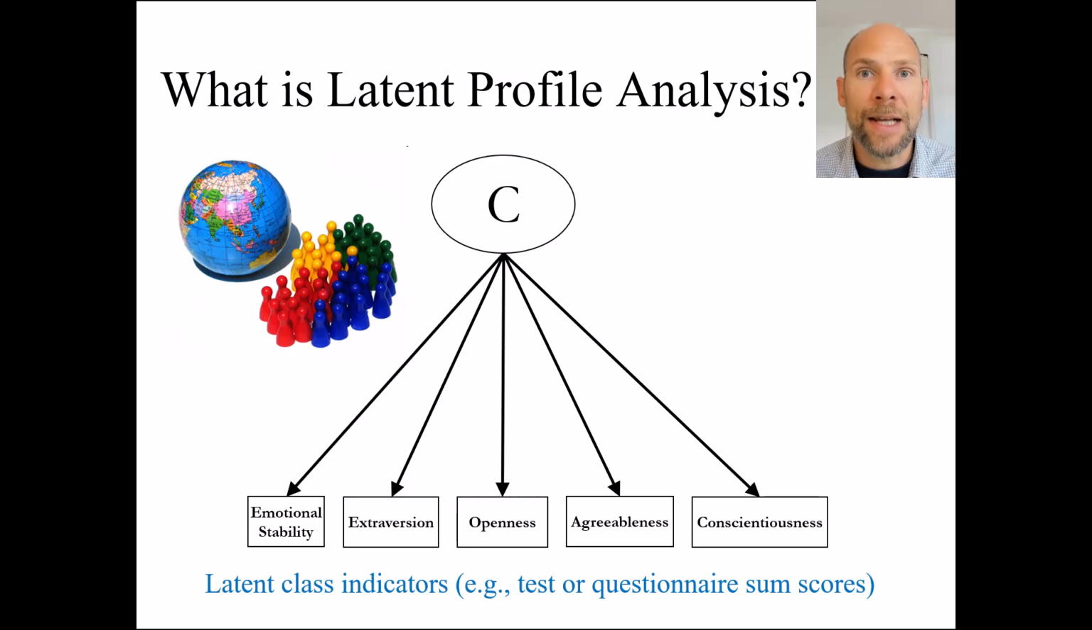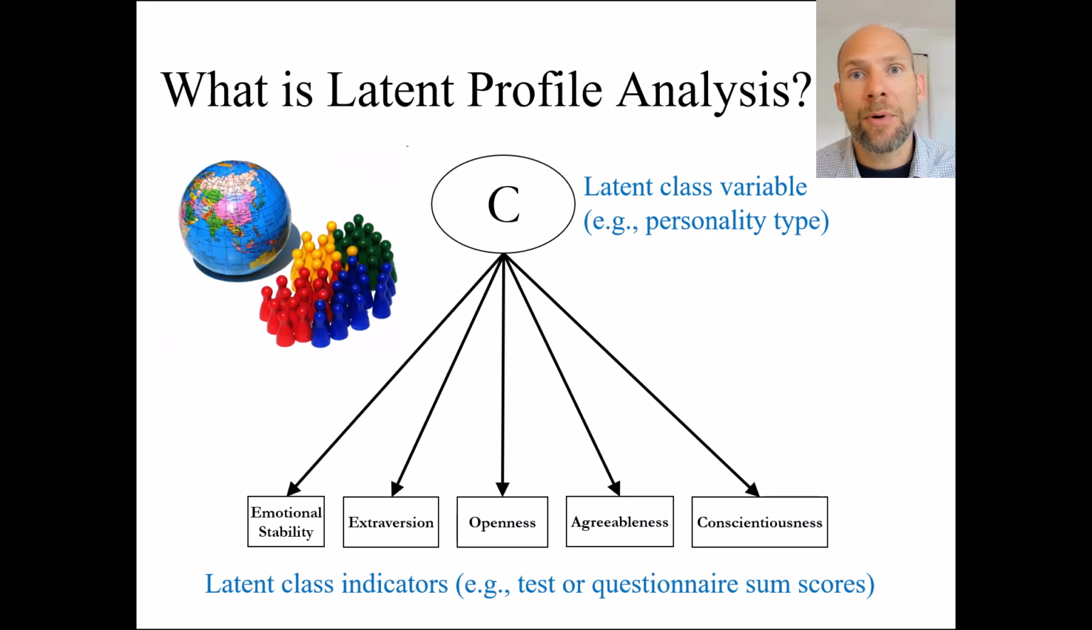by a latent class variable, so by a categorical latent variable that represents, in this case, the personality type, where individuals might differ qualitatively in terms of their profiles of means across this set of indicator variables, and potentially also the classes might differ in their variances and covariance structure.